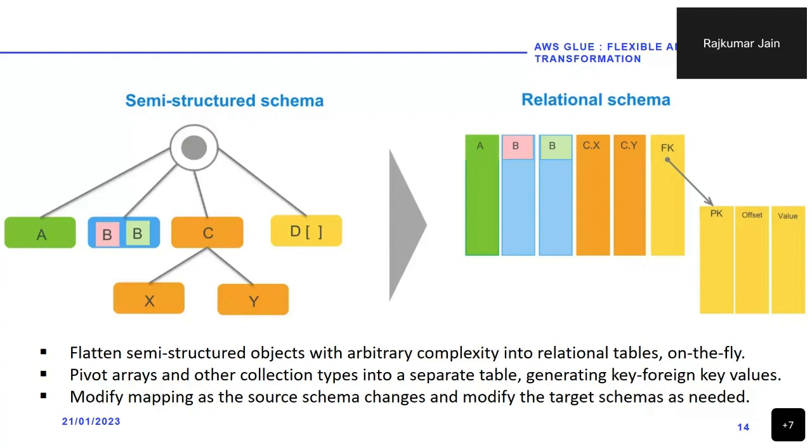Then you can modify your mapping as per source schema changes and modify the target schema as needed. That's the level of flexibility Glue has on the data catalog side, where it can easily adapt to the transformations of your data.